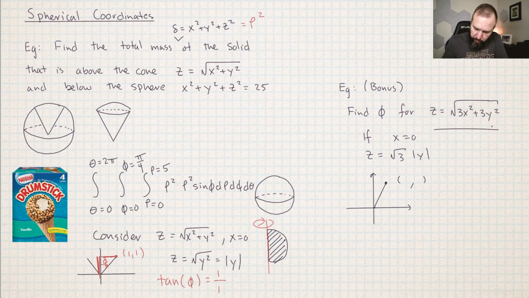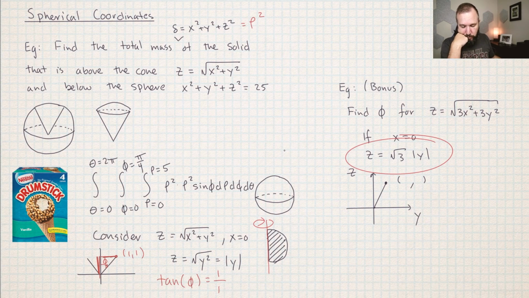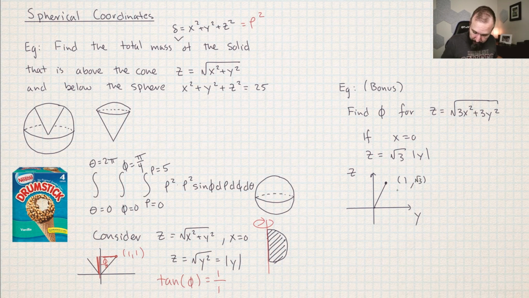Z is equal to the square root of 3 times the square root of x squared plus y squared. Okay, so just like before, I'm going to pick x equals 0, and then this is actually the yz plane, and I end up with this equation right here. Z is equal to the square root of 3 times the absolute value of y. So I can pick any y that I want, so I'm going to pick y equals 1, and then z is going to be the square root of 3 times the absolute value of 1, which is the square root of 3. Okay, so that means this distance right here is 1, and that distance right there is the square root of 3.